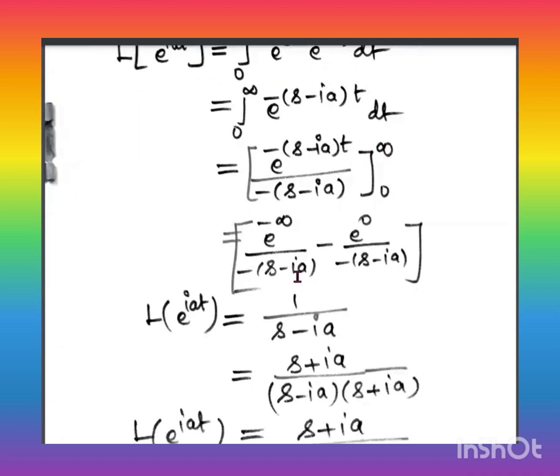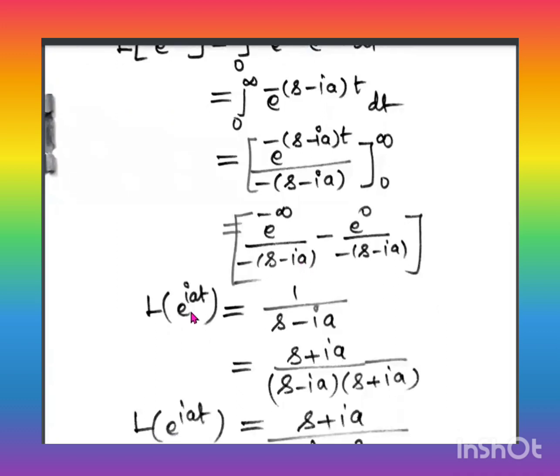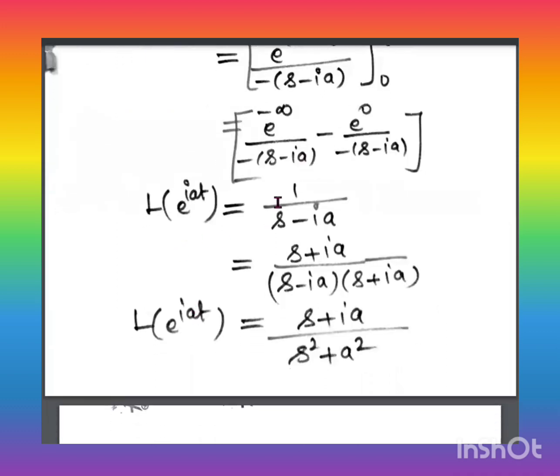E power minus infinity, the first term will be 0. Minus e power 0 is 1, 1 divided by s minus ia. So L of e power iat is equal to 1 divided by s minus ia.